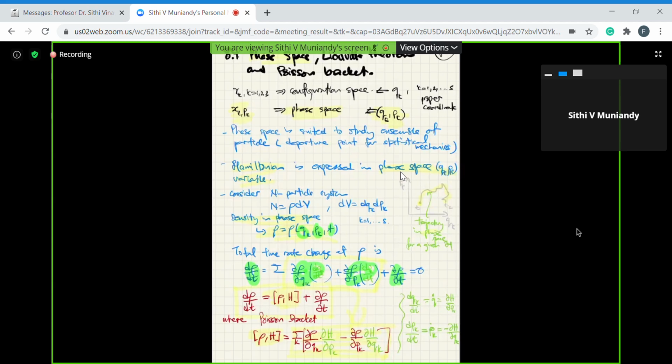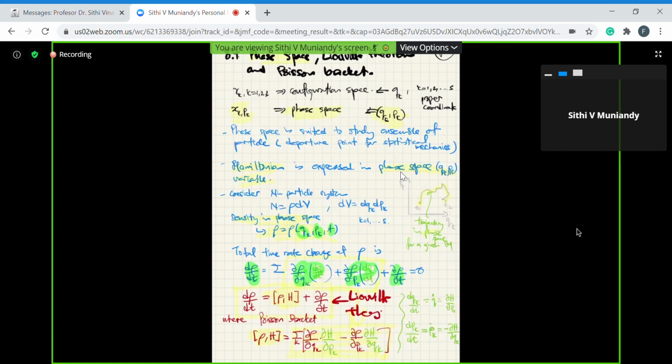for the total phase space motion. Okay, and this equation is called the Liouville theorem. This is the Liouville theorem, a very fundamental theorem in physics. That is the Liouville theorem. All right.